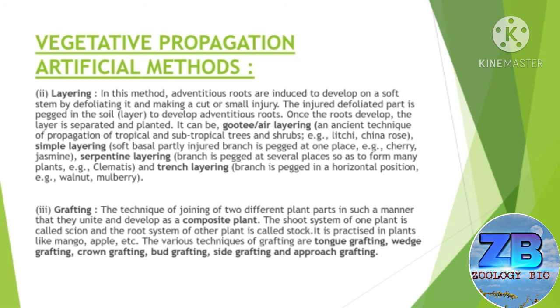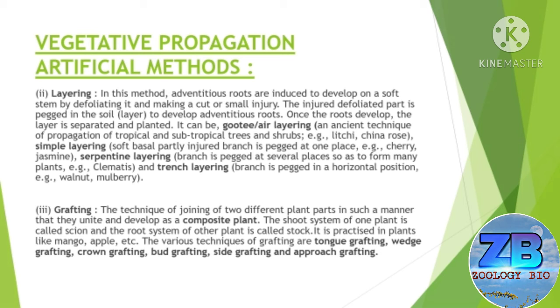Now the second one is layering. In this method, adventitious roots are induced to develop on a soft stem by defoliating it and making a cut or small injury. The injured defoliated part is pegged in the soil to develop adventitious roots. Once the roots develop, the layer is separated and planted. It can be gootee or air layering, an ancient technique of propagation of tropical and subtropical trees and shrubs like lychee, China rose.